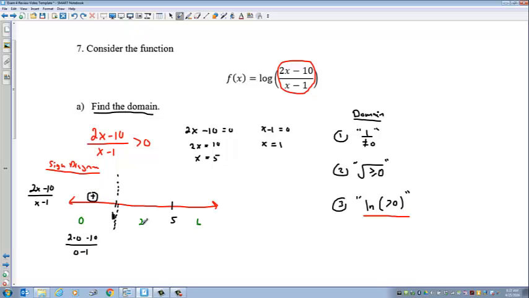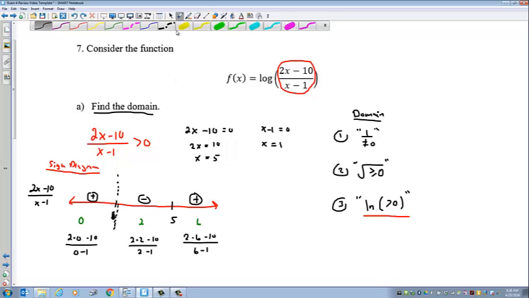It's positive there. If you plug in 2 to this expression, you get 2 times 2 minus 10 over 2 minus 1. Now on top, that's negative 6. On bottom, it's positive 1, so that expression is now negative when you plug in 2. So the values of that expression must be negative between 1 and 5. And then if you plug in 6, you get 2 times 6 minus 10 divided by 6 minus 1, which is 12 minus 10, which is 2, divided by 5. 2 over 5 is positive, so you're positive in that region there.